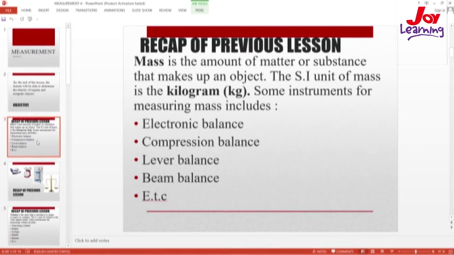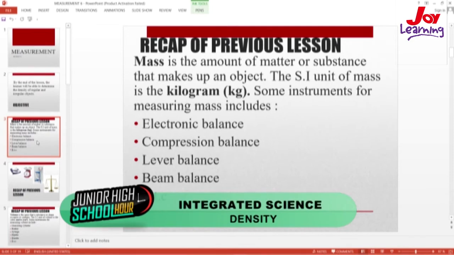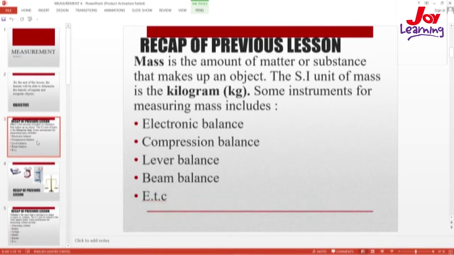Now, let's recap some of the things we did in our previous lesson. We looked at some physical quantities, which include mass, volume, and density. And since we are going to look at density today, we are going to focus our attention more on mass and volume. We also learned that mass is the amount of matter or substance that makes up an object. The SI unit for mass is the kilogram. And we also looked at some of the instruments that can be used to measure mass. We have the electronic balance, the compression balance, the lever balance, the beam balance, and so on and so forth.